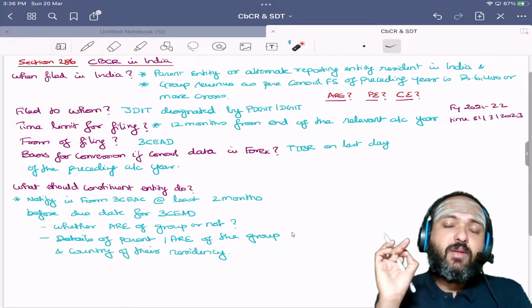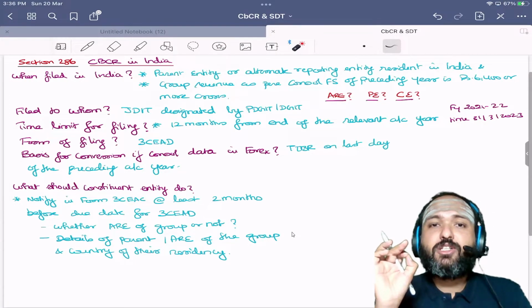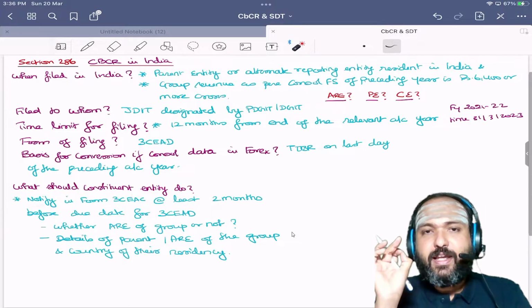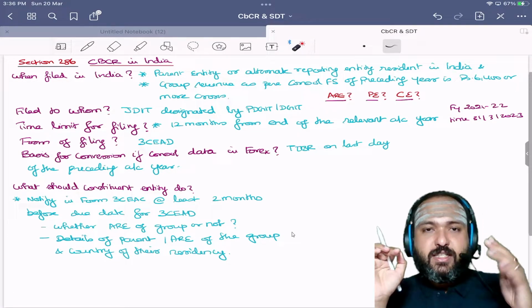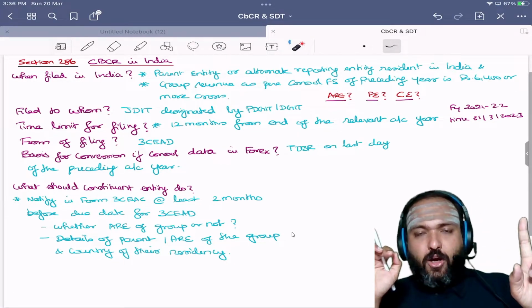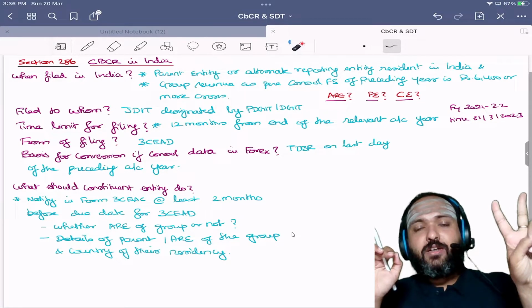And what is the time limit that they have for filing this form? It is 2 months before the date of filing CBCR. So is it clear? So what have we seen so far? CBCR, duties of parent or alternate reporting entity, duties of constituent entity.